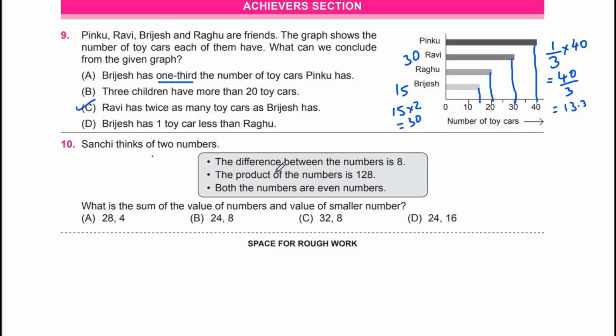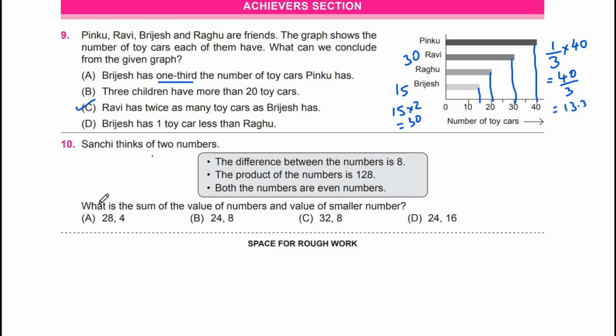Okay, the clue given to us is that the difference between the numbers is 8. So you have 2 numbers. We don't know what they are, but when you subtract those 2 numbers, the difference is 8. And the product of those 2 numbers is 128. Both the numbers are even. We have got 3 clues here.